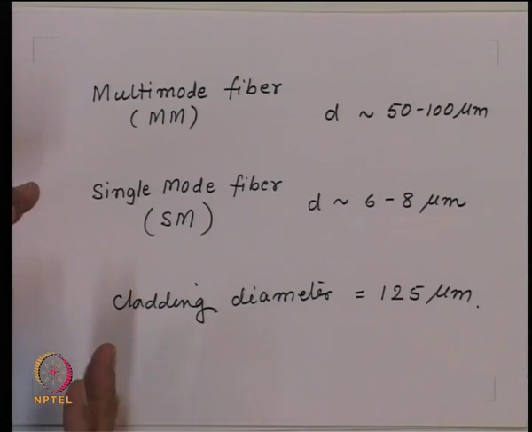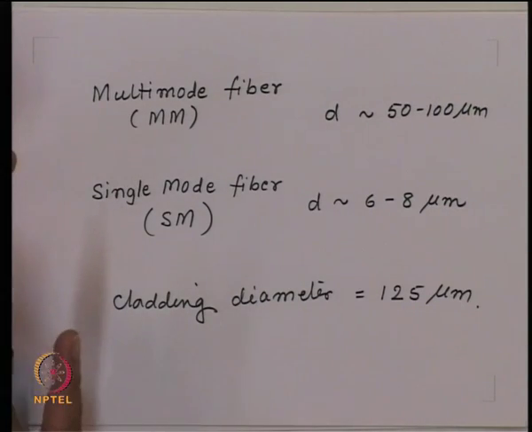So, now we have introduced nomenclature for fibers. The multimode optical fiber, which carries a large number of modes, has a diameter of 50 to 100 micrometer and has a very large dispersion because a large number of rays propagate in it. And then we have a single mode optical fiber which has a diameter of 6 to 8 micrometers and has no dispersion because only one ray propagates in it. It has a very low launching efficiency but a very good dispersion performance, and the cladding diameter is standardized to 125 microns.